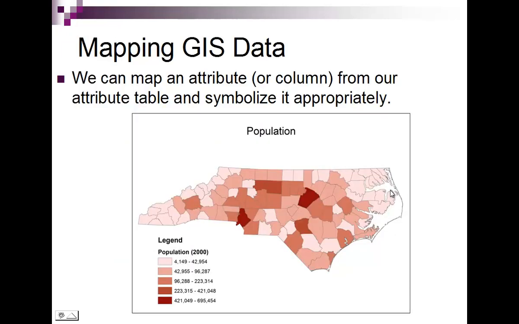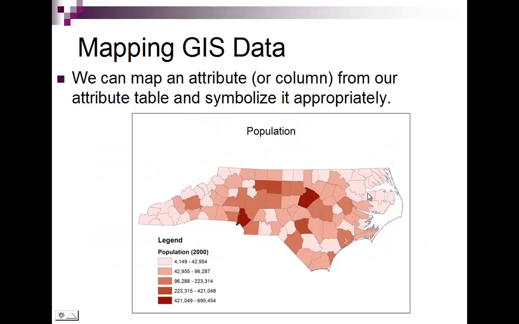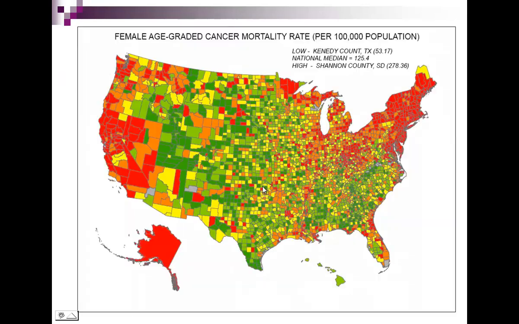When we map GIS data, we can map any one of these columns. So you see these columns here, the square miles, or the population, or the currency type, or any of these. We can map any of those attributes and symbolize it appropriately. So you can see here for North Carolina, this is a map of population for the year 2000, how I've grouped it. You can see it's high in Wake County, Mecklenburg County, Cumberland County. We're over here in Durham, here at Guilford, and Forsyth County.